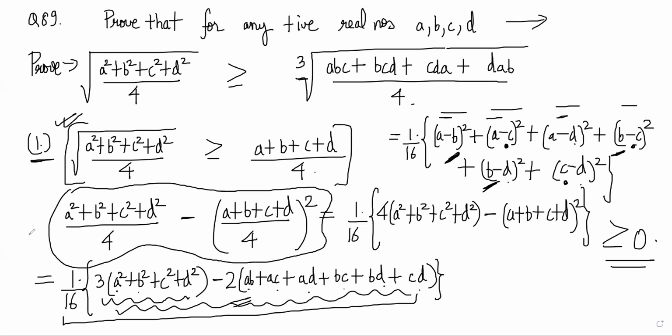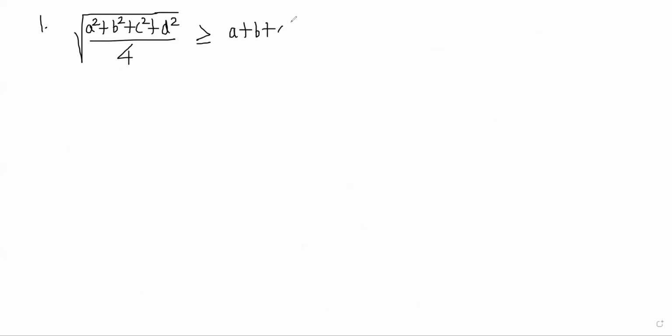So let's work on the next screen now. We have lemma 1, which says the square root of (A square plus B square plus C square plus D square) divided by 4 is greater than or equal to (A plus B plus C plus D) by 4.